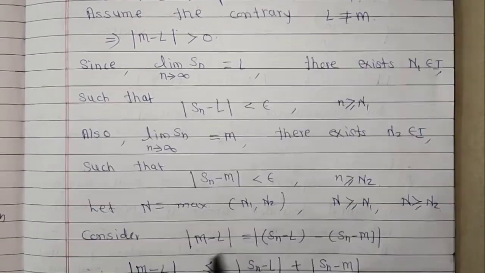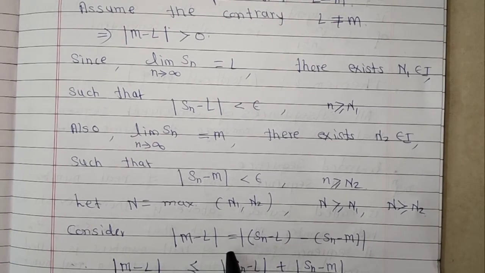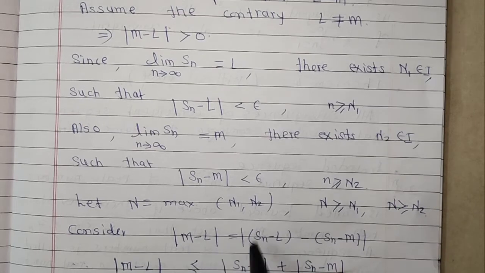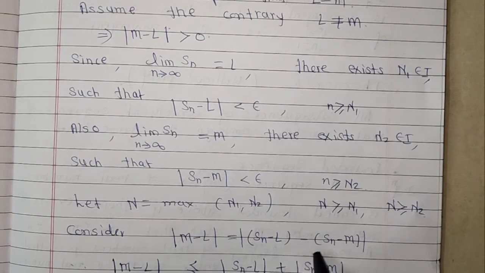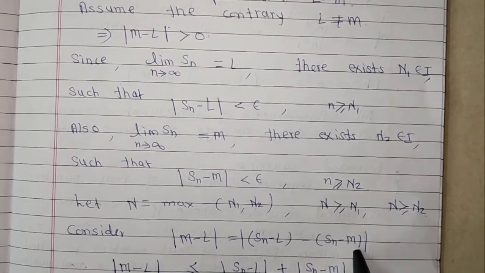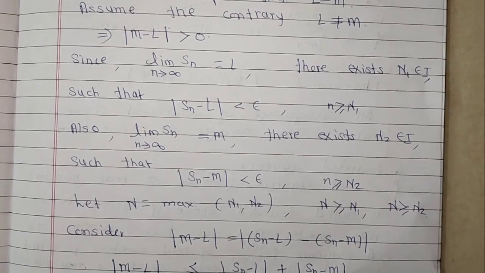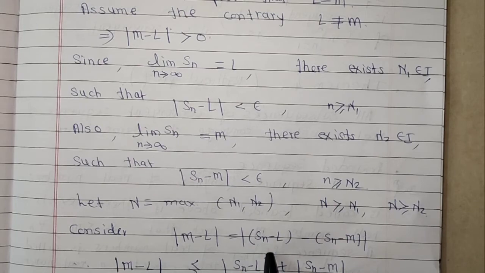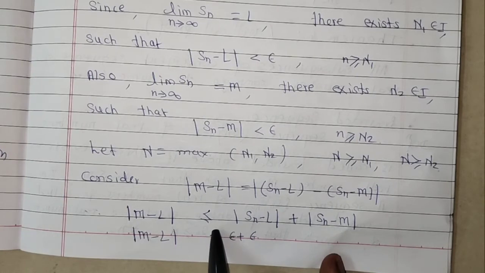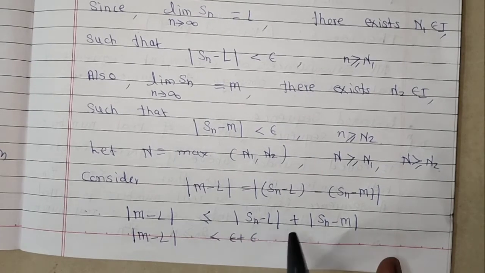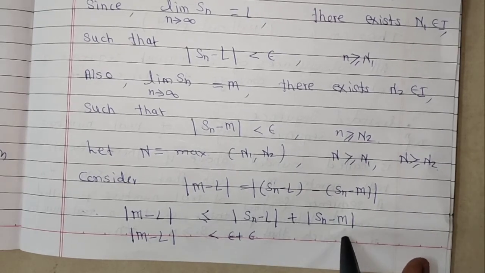Now consider modulus of M minus L. This can be written as modulus of (Sn minus L) minus (Sn minus M), and take the modulus. Then by some properties of modulus, modulus of M minus L is less than or equal to modulus of Sn minus L plus modulus of Sn minus M.